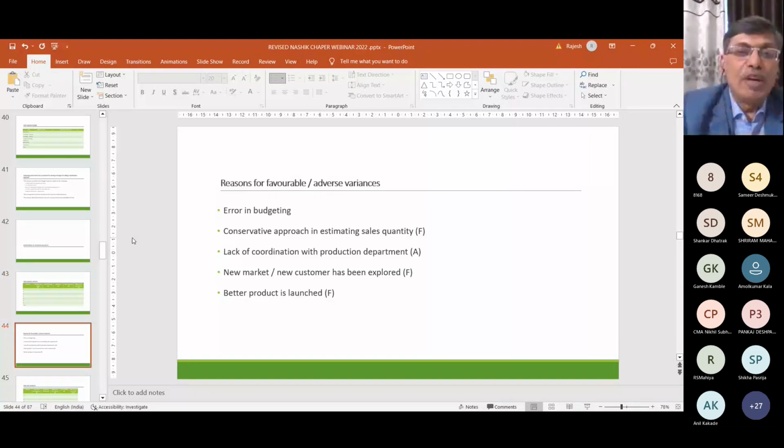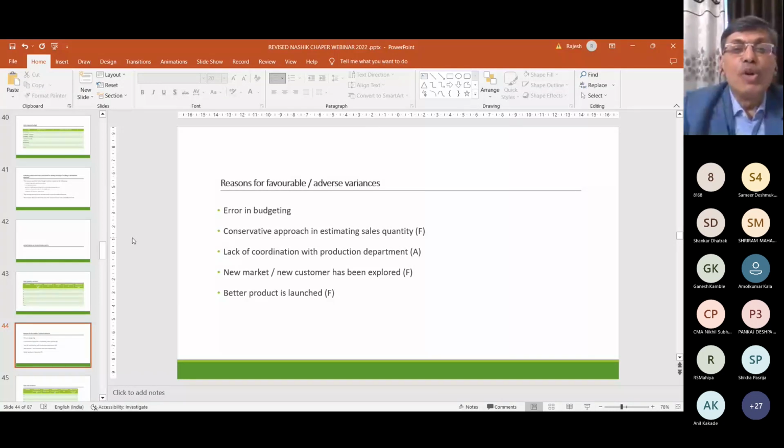The reasons for favorable and adverse variances. First is error in budgeting. Humans can err. Now, conservative approach in estimating sales quantity. Budgeted sales quantity may be 900 metric tons. Actual sales quantity happens to be 1000 metric tons. So it will give rise to a favorable variance. Sometimes the human approach is conservative.